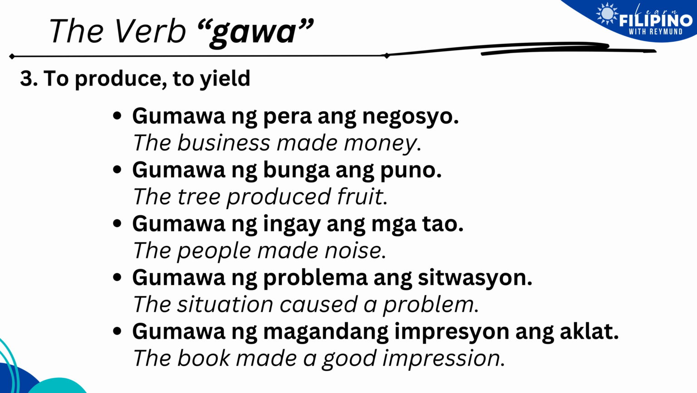Another example is gumawa ng ingay ang mga tao. So the people made noise. So ingay is noise and tao is a person. Mga made it plural. So mga tao, the people. So gumawa ng ingay ang mga tao.